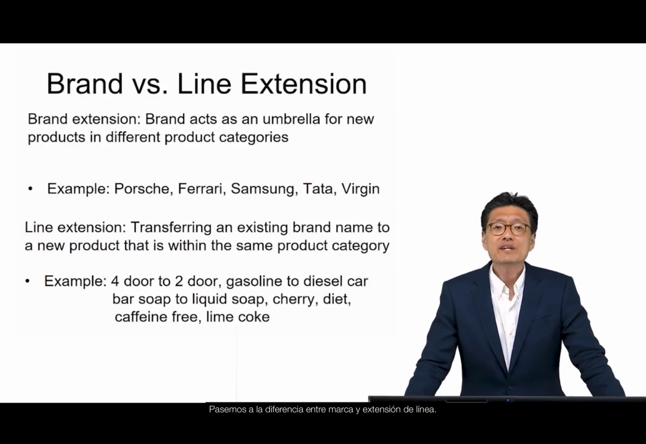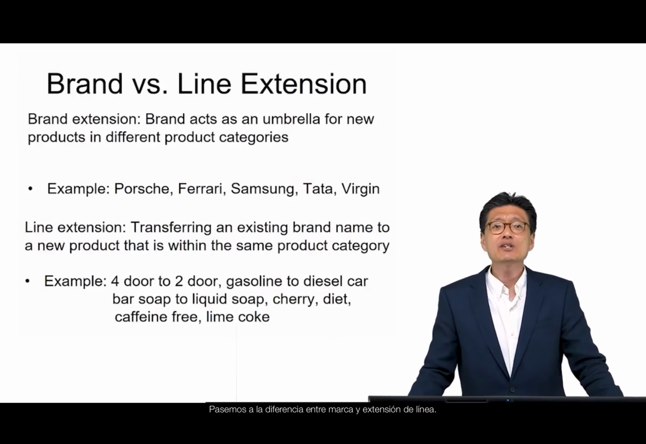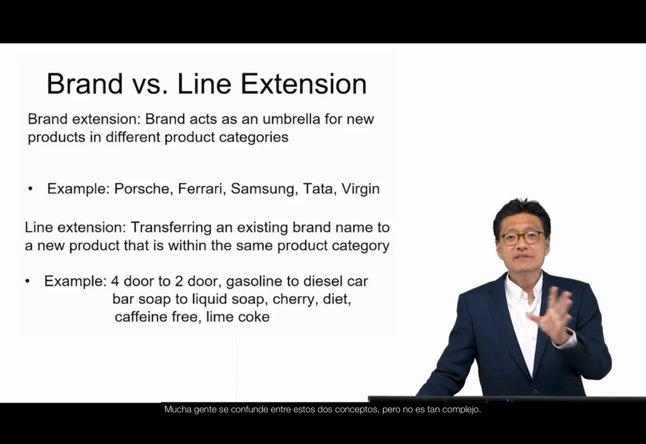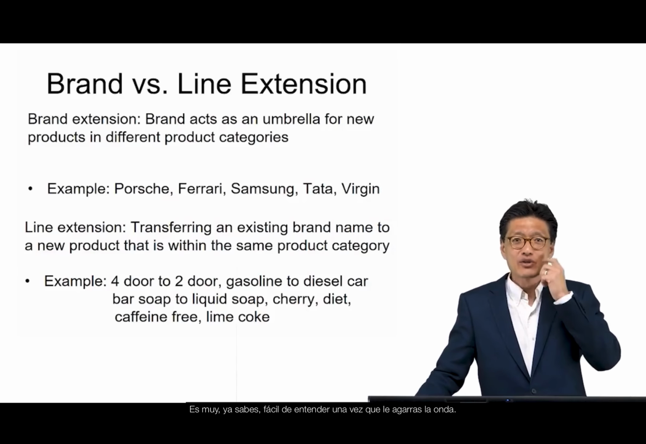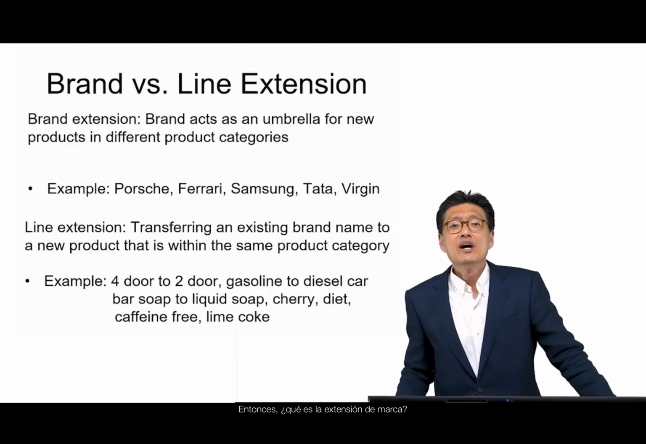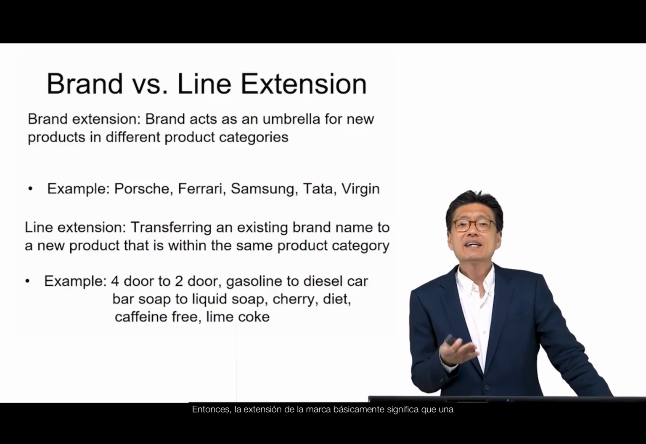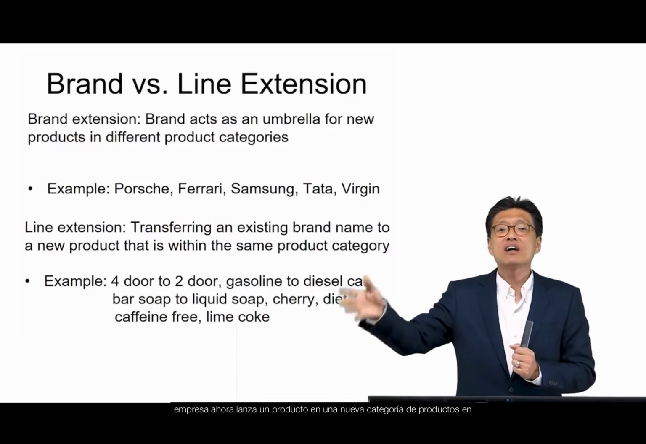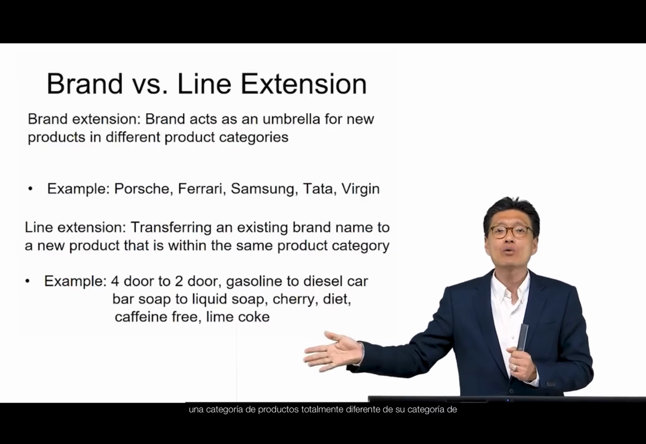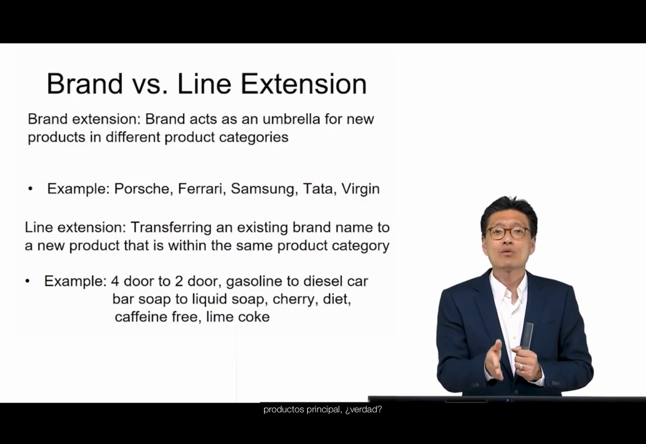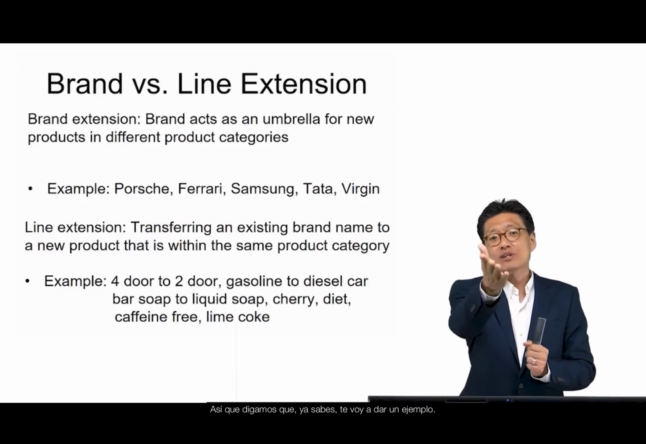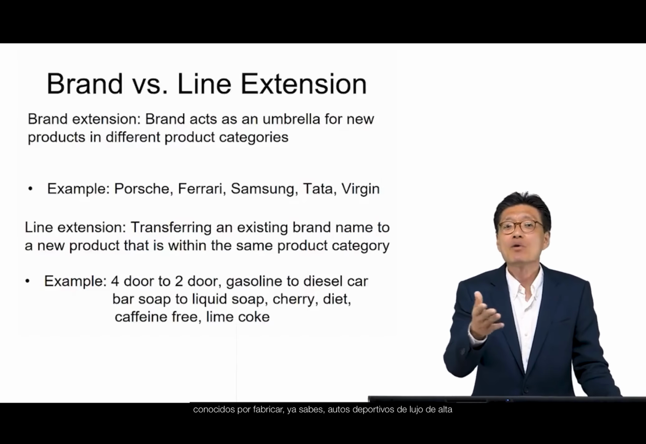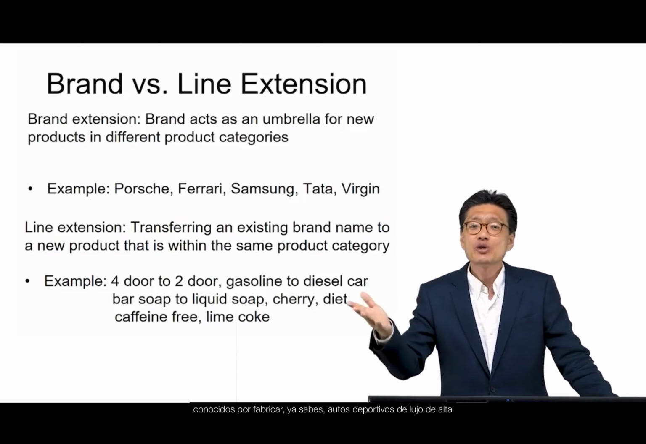Let's move on to the difference between brand versus line extension. So a lot of people get confused between these two concepts, but it's not that complex. It's very easy to understand once you get the hang of it. So what is brand extension? So brand extension basically means that a company now launches a product into a new product category, into a totally different product category from their core product category, right? So let's say that, Porsche, to give you an example, like Porsche and Ferrari, they're known for manufacturing high-end luxury sports cars.